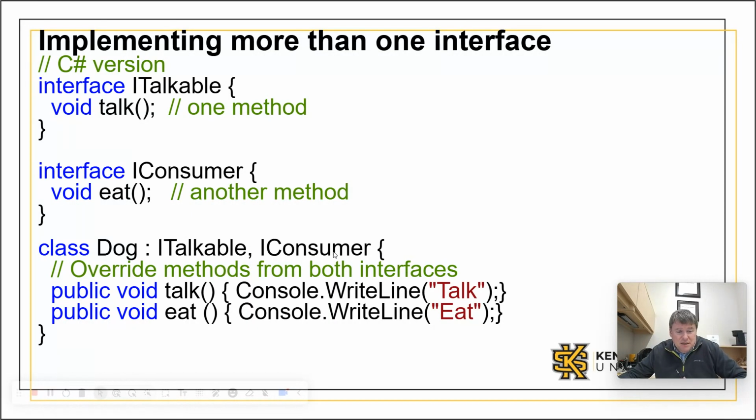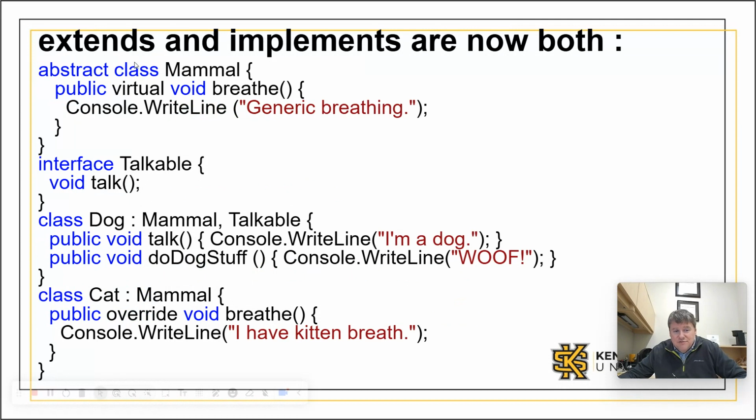So kind of the same thing, but now what's really in your head is what happens if you have a class and you have an interface and you want to extend the class and implement the interface. Well, you just say class Dog colon Mammal comma Talkable. That's extending Mammal and implementing Talkable.